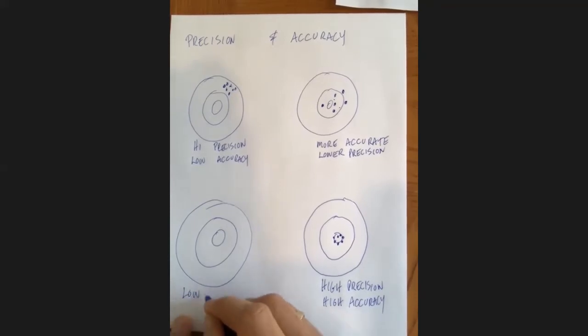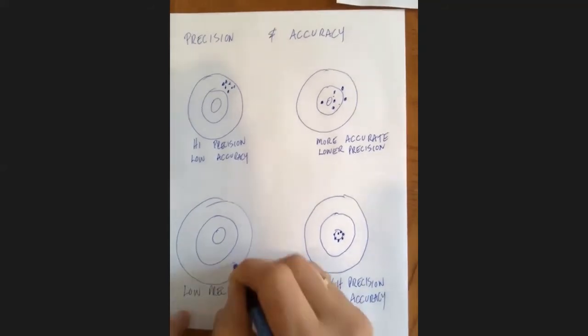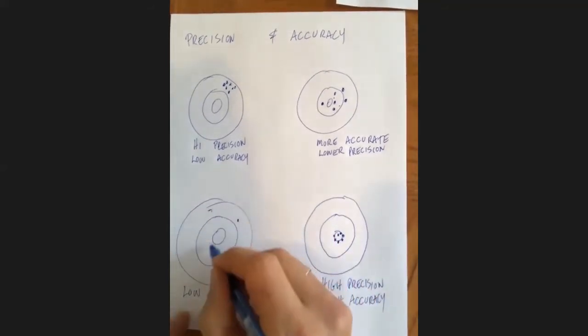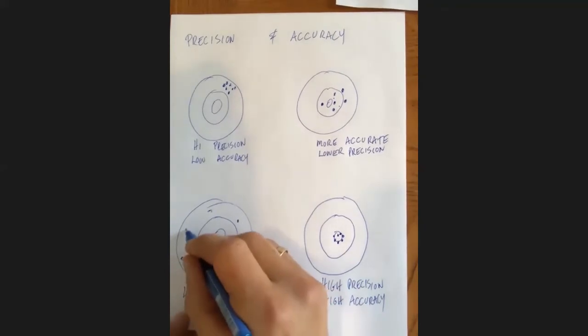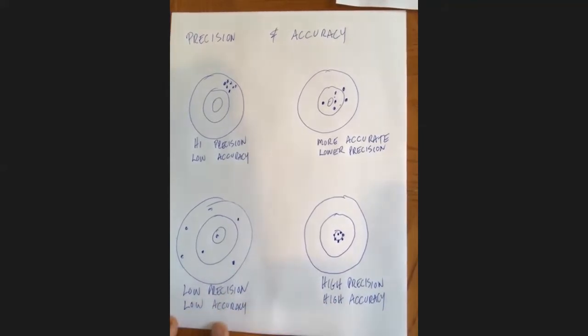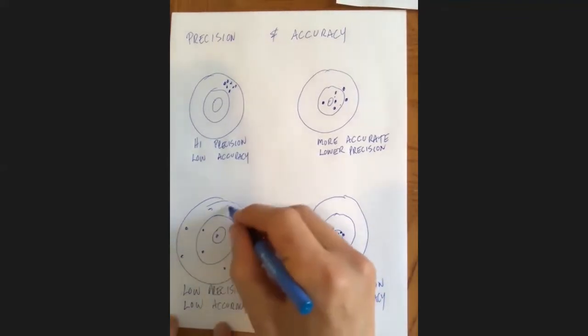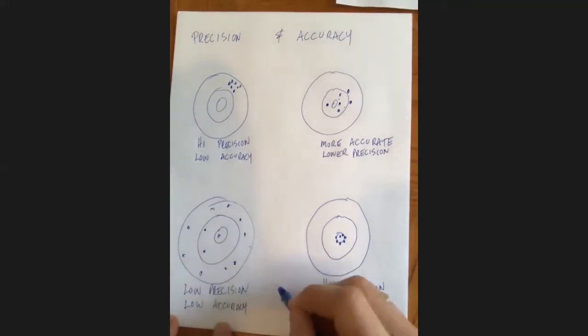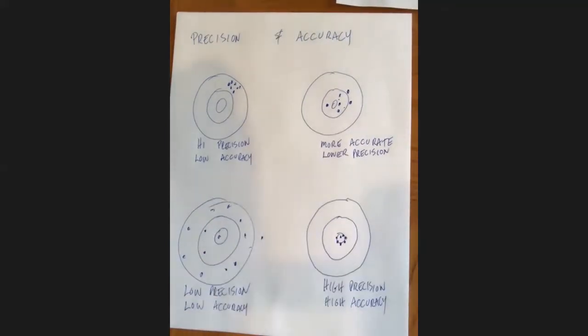So low precision means I'm all over the place. I might even hit the bullseye once, right? Look at that, I did a really good shot there. Yeah, go me. And then low accuracy is also all over the place. So I'm going to put a few more all over the place. I might even have missed completely. Okay, so that's all nice for chemistry.